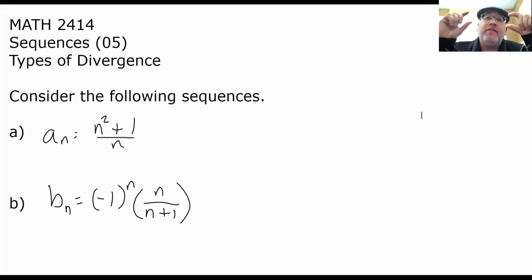Convergence is when the values in a sequence progressively get closer and closer to some fixed limit. And there are some sequences where they'll actually reach that limit and stay there for the duration of the sequence. But to contrast that, we're going to look at two types of divergence. And to do that, we're going to consider these two sequences. Let's start by looking at this sequence right here.